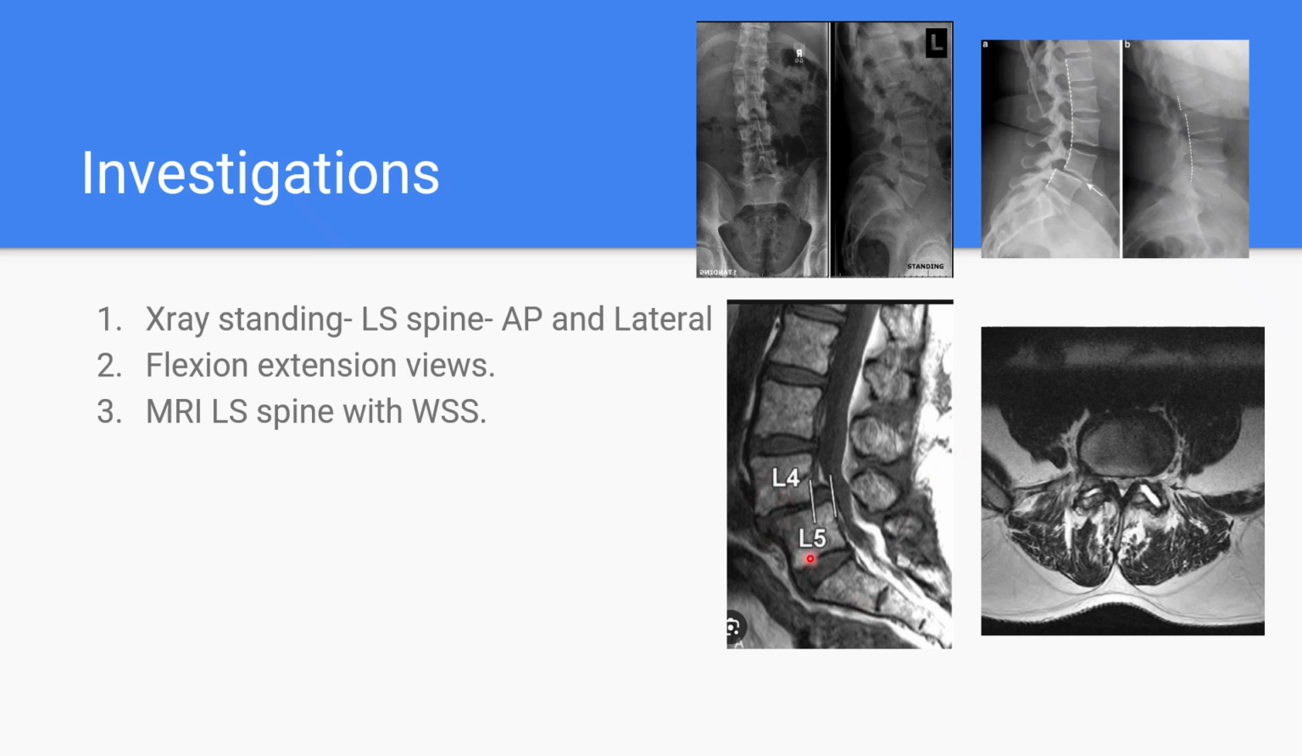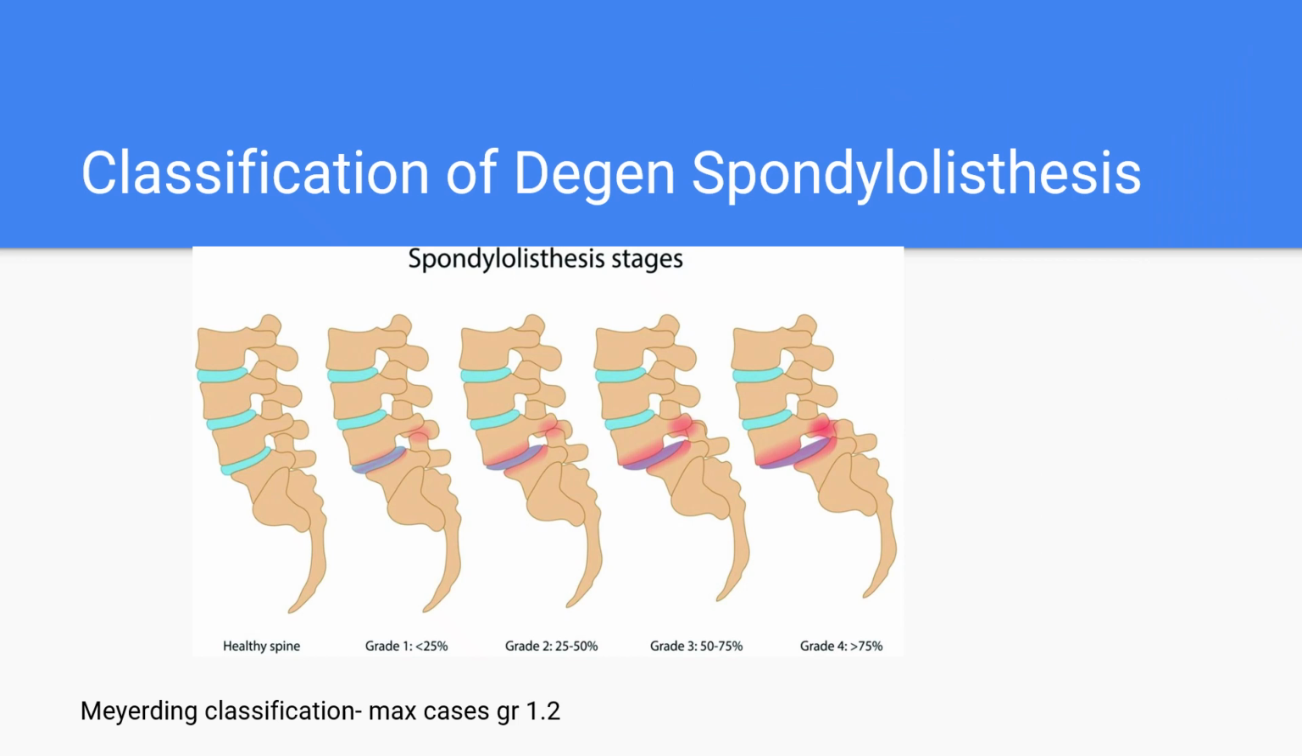Here you can see at L4-5 level on MRI, we can see there is a slip and there is compression of the dural sac. And on an axial image, we can see that the facet joints have got arthritic and there is a lot of fluid collection in these facet joints, which suggests arthritis and instability.